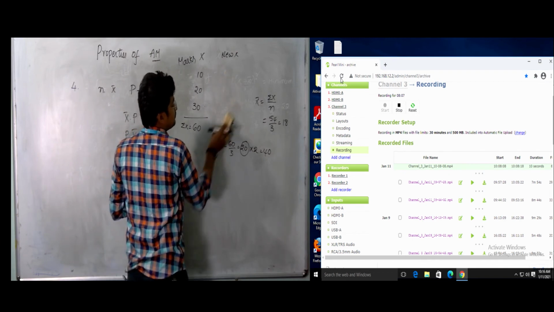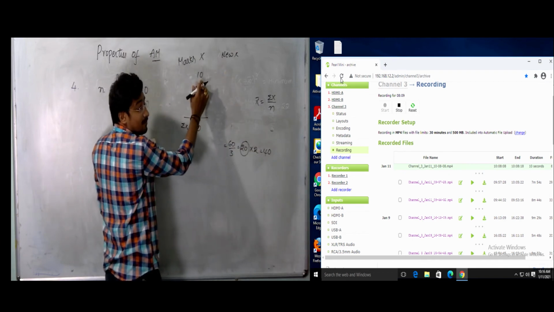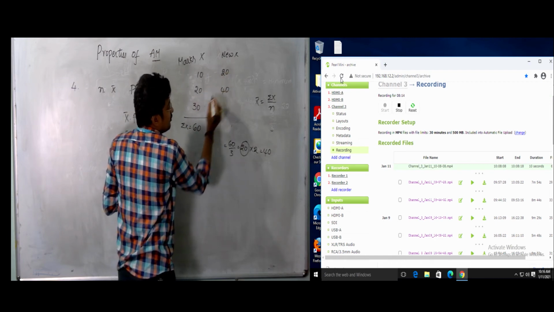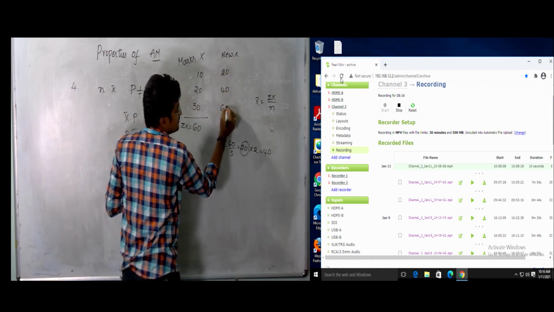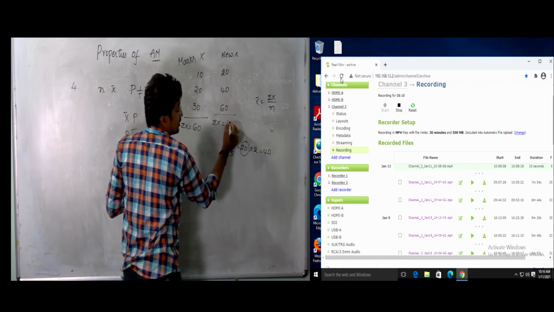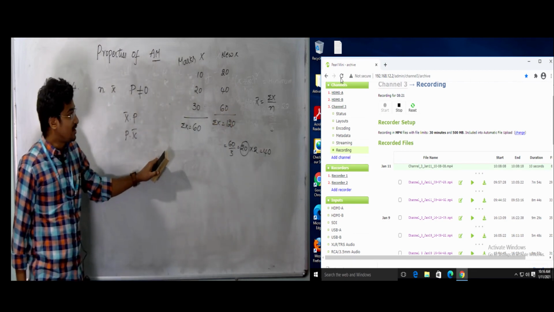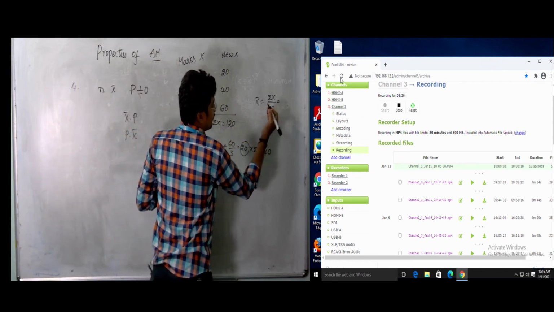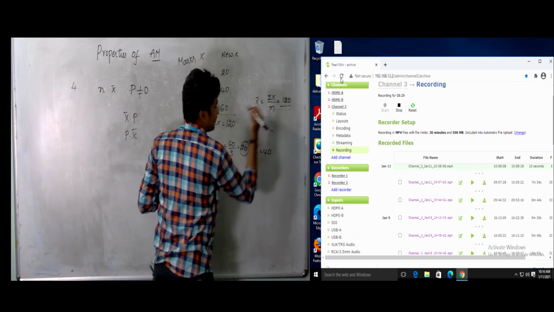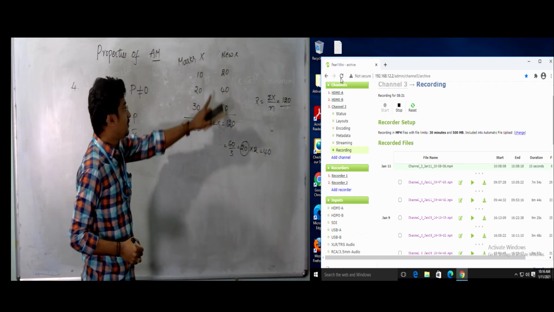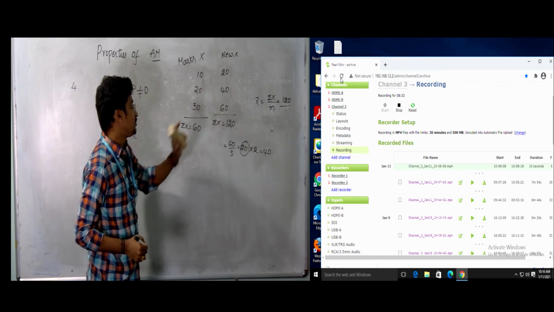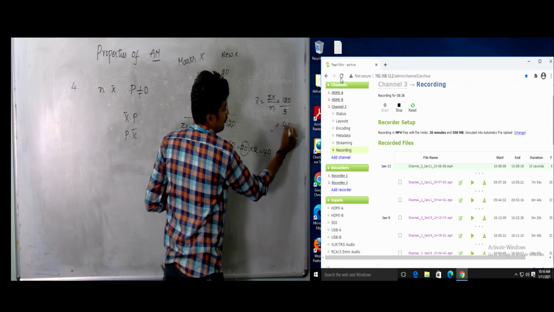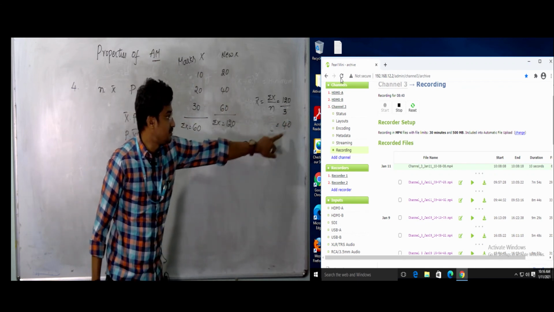For example, multiply by 2: 10 into 2 is 20, 20 into 2 is 40, 30 into 2 is 60. Summation x is 120, and 120 by 3 is 40. That's the mean, 40.